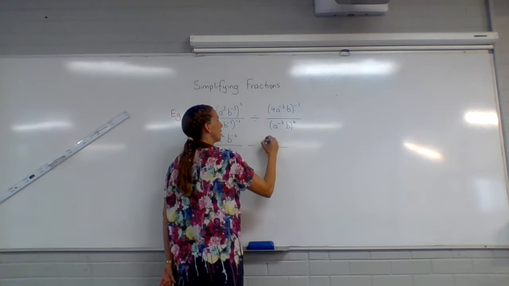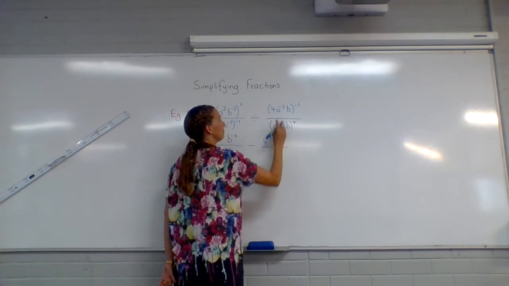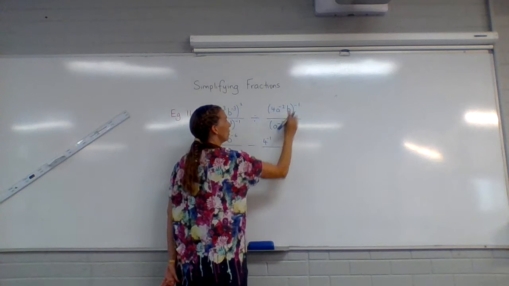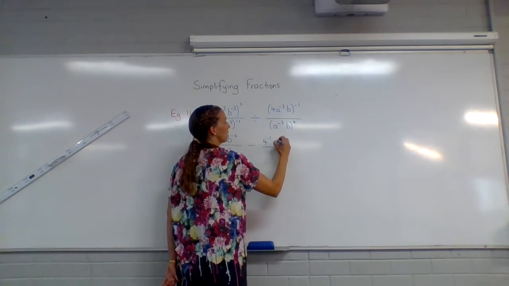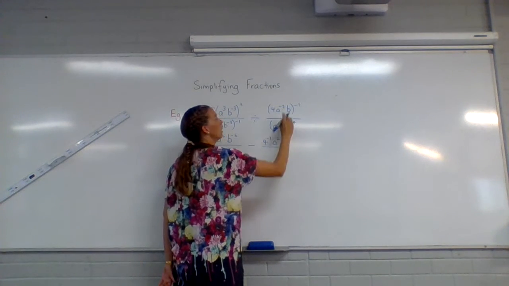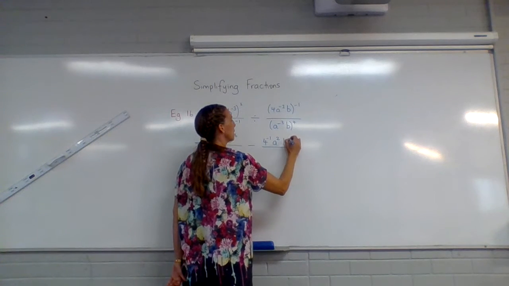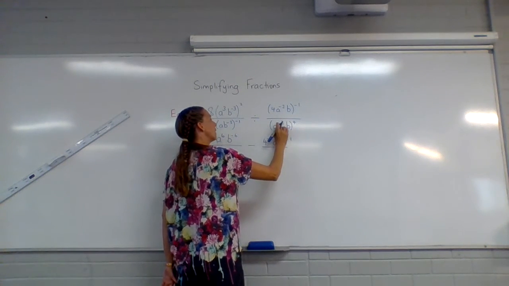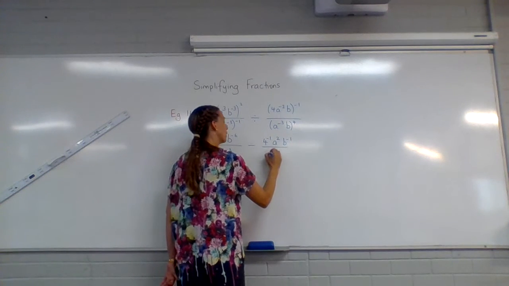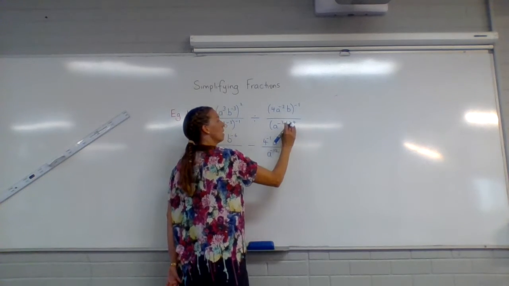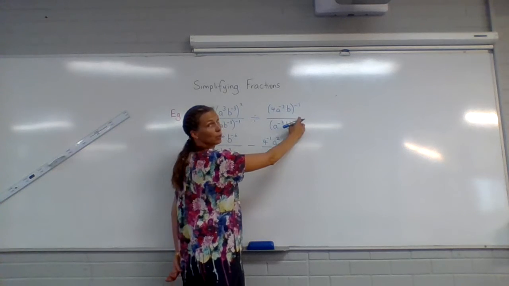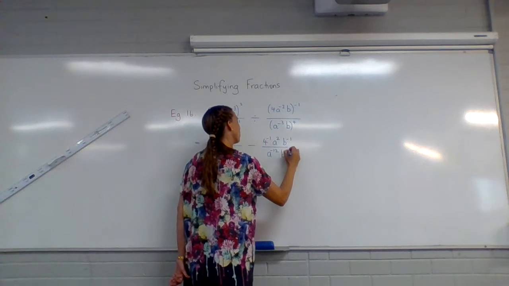4 to the negative 1 is 4 to the negative 1. A to the negative 2 to the power negative 1 is a to the positive 2. B to the power 1 to the negative 1 is b to the negative 1. A to the negative 3 to the power 4 is a to the negative 12. B to the 1 to the power 4 is b to the 4.